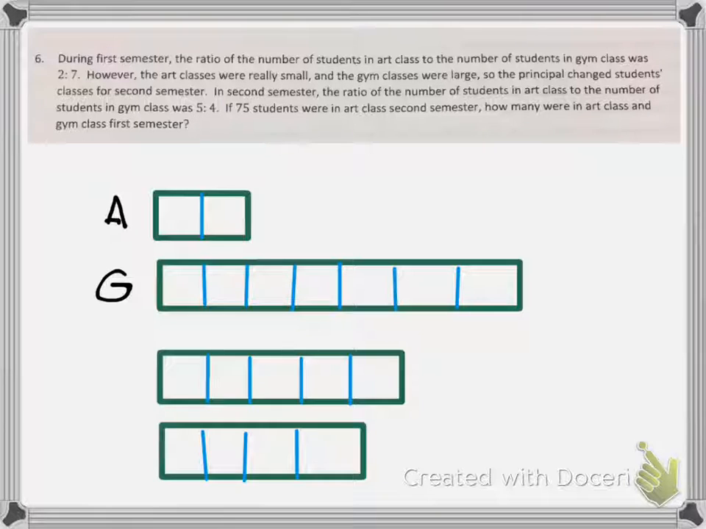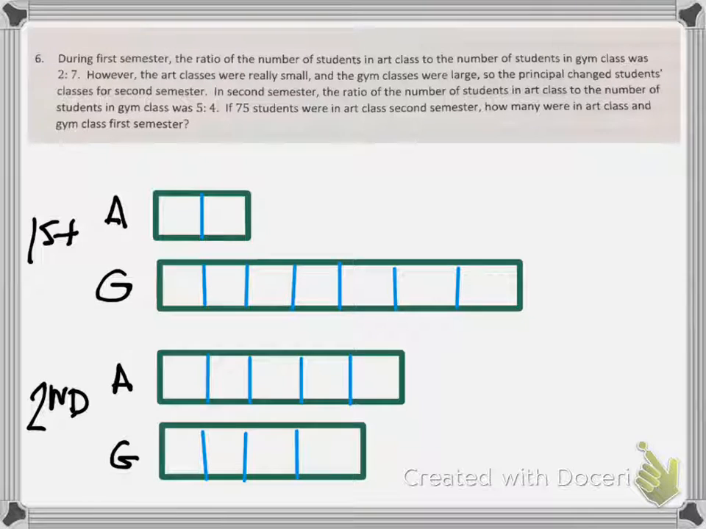However, the art classes were really small and the gym classes were large, so the principal changed the students' classes for the second semester. Well, that means that this is the first semester, and I'm going to label that, and then on my second tape diagram, I'm going to label that the second semester, and it tells me that in the second semester, the ratio of the number of students in art class to the number of students in gym class was 5 to 4. So again, we have art compared to gym. And there's my tape diagrams. Art to gym in the first semester and the ratio of art to gym in the second semester.